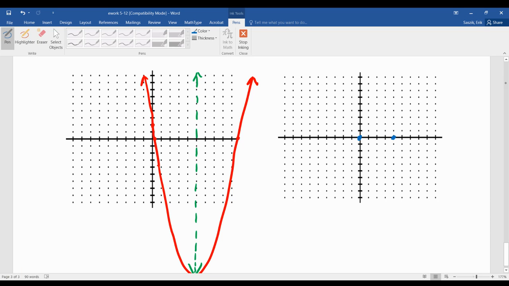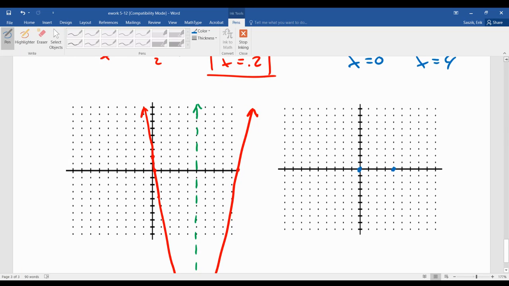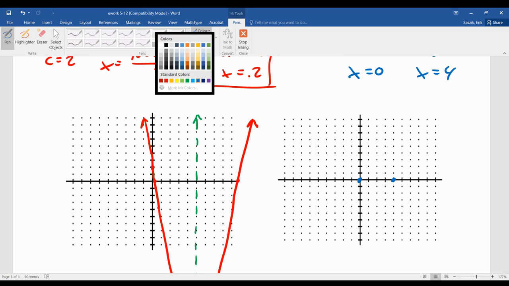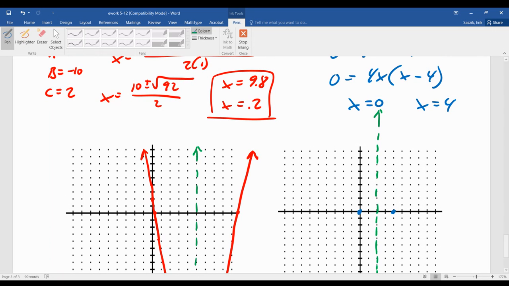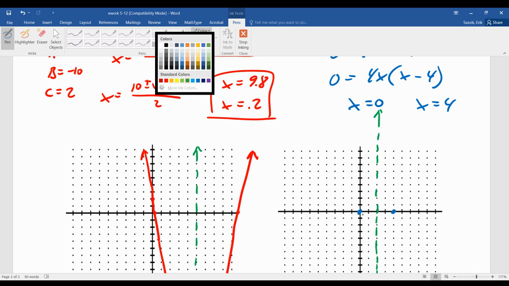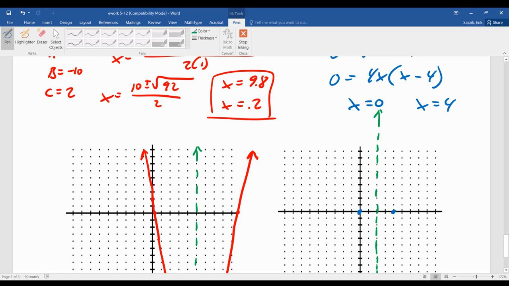Now remember, what was the vertex again? The vertex was 2, 16. So that's going to be way up on this axis of symmetry someplace. Pretty high. And remember that the y-intercept is the same thing as one of the zeros. So where is 16 going to be about? 1, 2, 3, 4, 5, about right there. Boom. Okay.